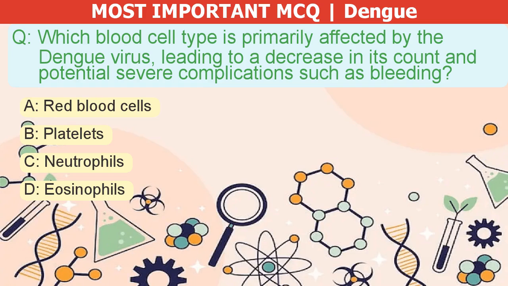Which blood cell type is primarily affected by the dengue virus, leading to a decrease in its count and potential severe complications such as bleeding? A. Red blood cells. B. Platelets. C. Neutrophils. D. Eosinophils.